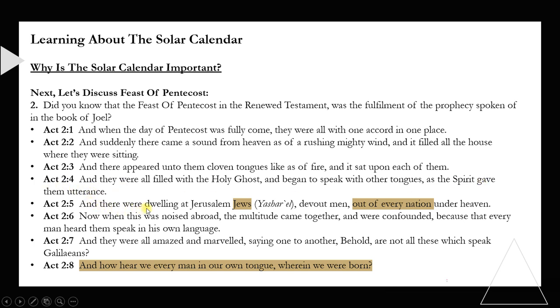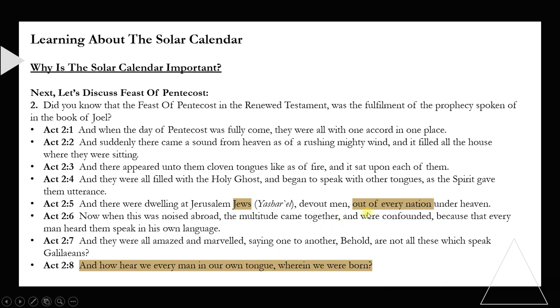And there were dwelling at Jerusalem Jews, Yasharel, not the Jewish ones we see in Israel today, devout men. Where did they come from? Out of every nation under heaven. Now when this was noised abroad, the multitude came together, and they were confounded, because that every man heard them speak in his own language. And they were all amazed, and marveled, saying one to another, Behold, are not all these which speak Galileans? And how hear we every man in our own tongue, wherein we were born?